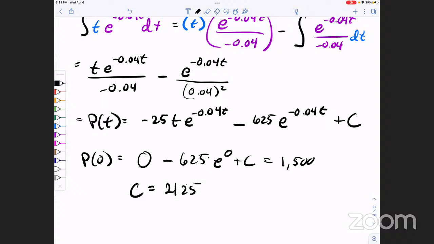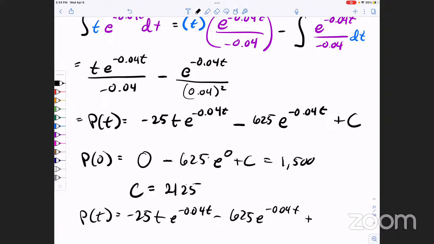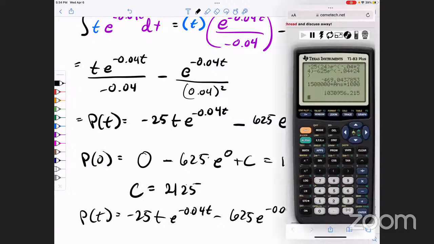So it looks like our population is going to be negative 25 t e to the negative 0.04 t minus 625 e to the negative 0.04 t plus 2125. And you just got to be aware that your final answer is in thousands of bacteria. Right, so you still need to multiply by 1,000, right? Let's try this one more time.